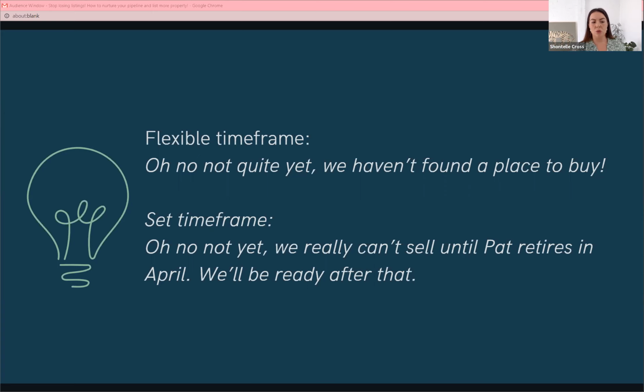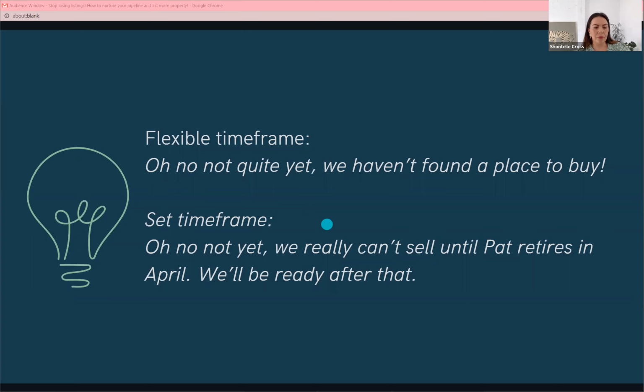So, oh no, not yet. We really can't sell until Pat retires in April. We'll be ready after that. So when there's a set event or a set reason for why they're not ready to come to market yet, that is a set time frame. So we can move forward with our communication plan confidently that that's not going to change, because that's a set time frame and a set event, whether it might be an interstate move or, like I say, school finishing or things like that.